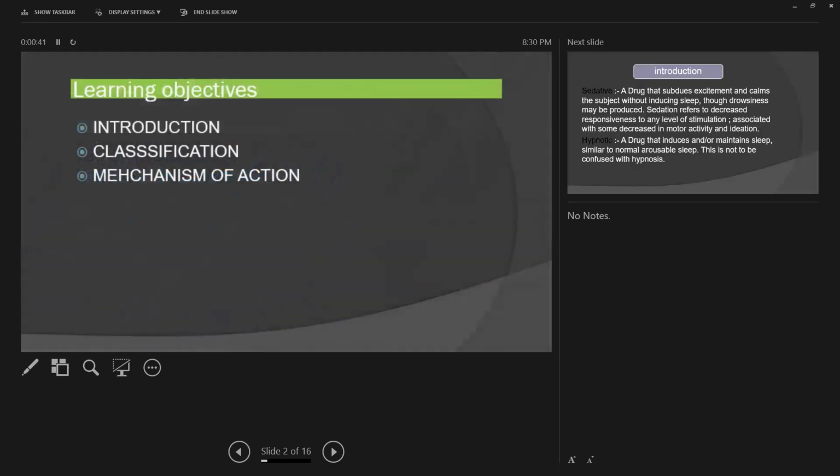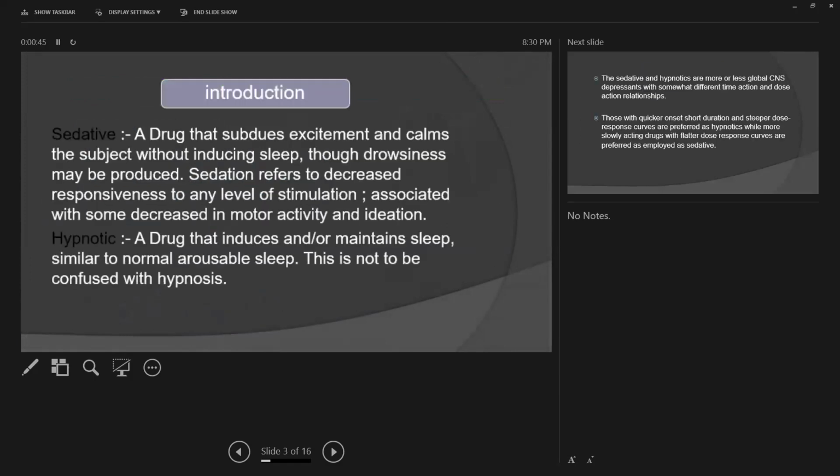The learning objectives will be introduction, classification, and mechanism of action. Introduction: this basically comes under the classification of sedatives and hypnotics. There is a difference between sedative and hypnotic. A sedative is a drug that subdues excitement and calms the subject without inducing sleep, though drowsiness may be produced. Sedation refers to decreased responsiveness to any level of stimulation, associated with some decrease in motor activity and ideation.